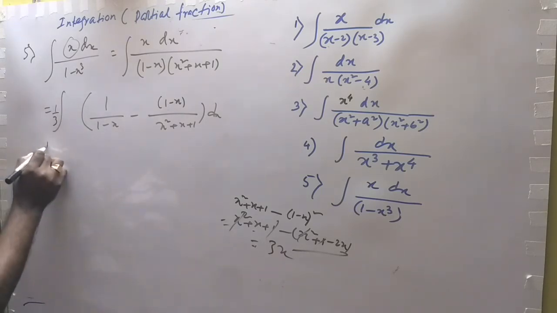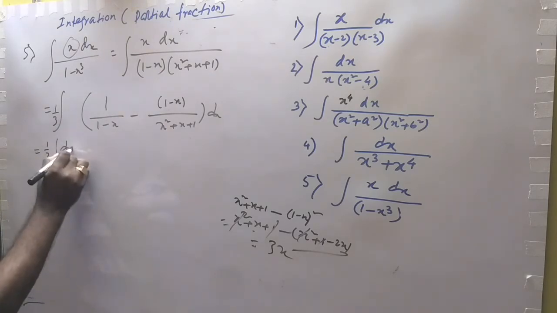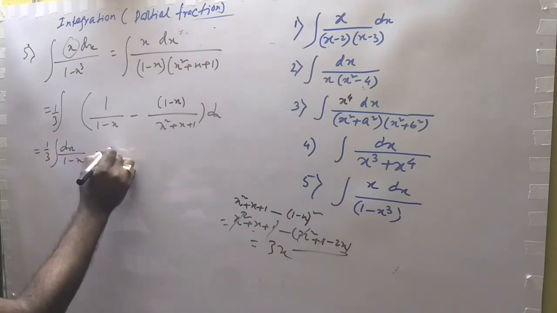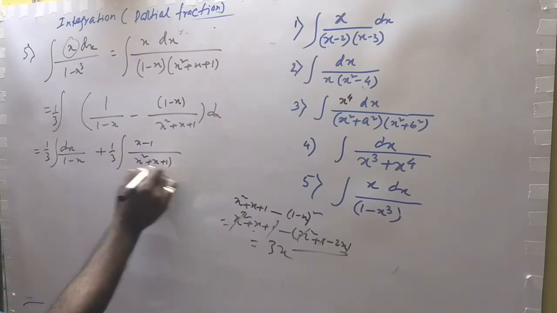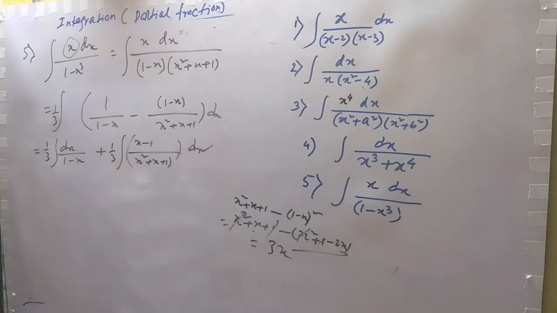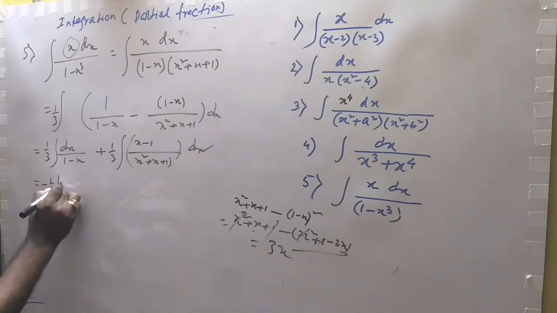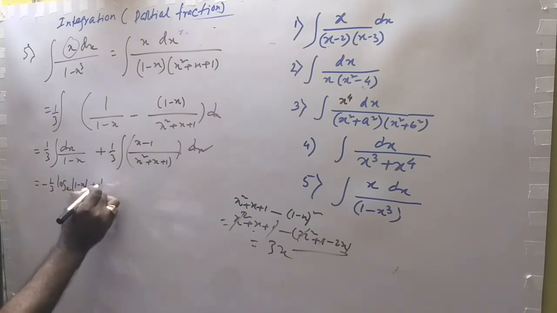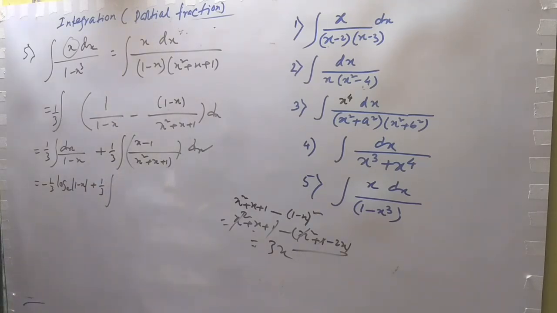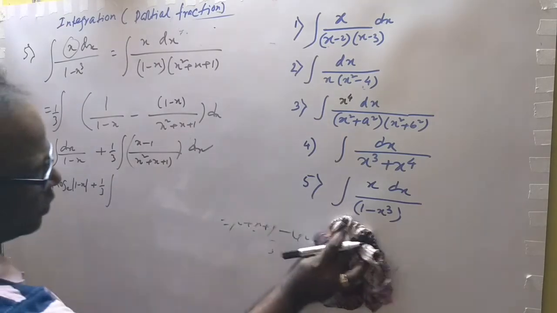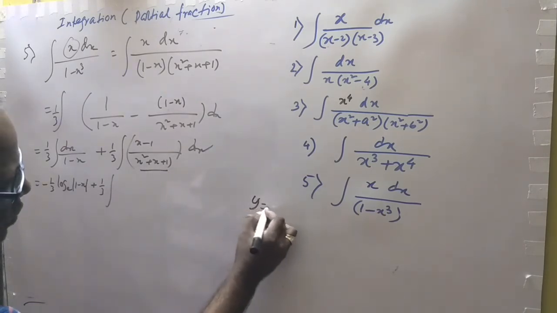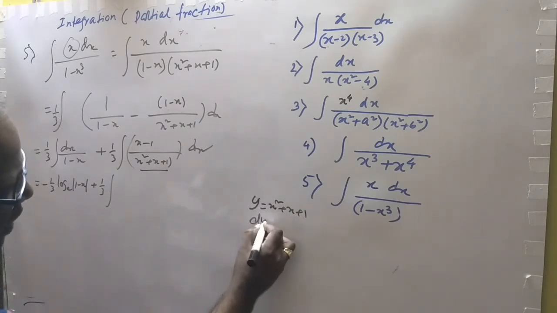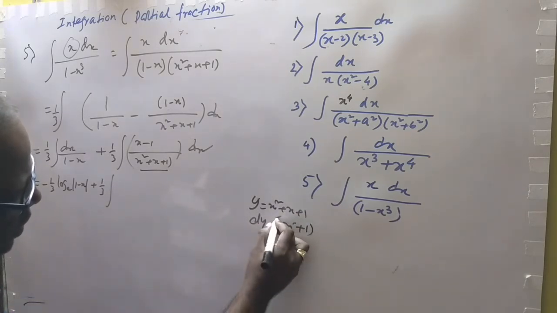Okay, and now see here 1/3 dx by this 1 minus x. This also we have, plus and taking common minus here, x minus 1 by x square plus x plus 1. Okay, and you know the integration of that part is minus 1/3 log to the base mod of 1 minus x. But here we have to use the technique which is not known to all the integration experts. Now let's see here, let us assume y equal to x square plus x plus 1, and the derivative of that is 2x plus 1 dx.